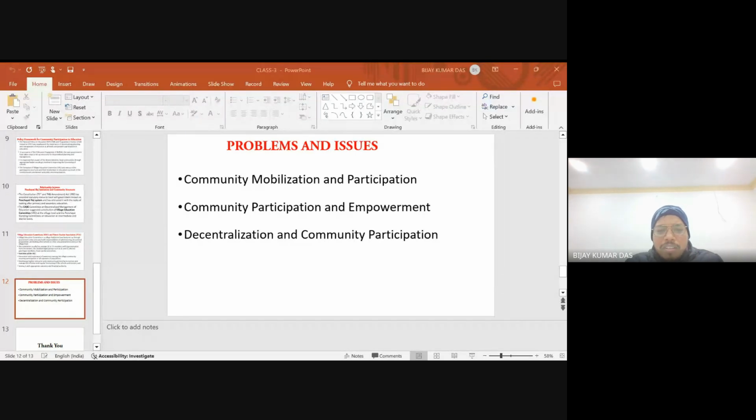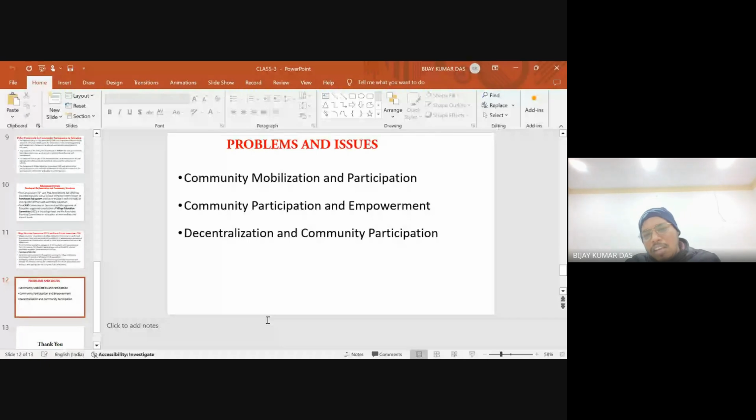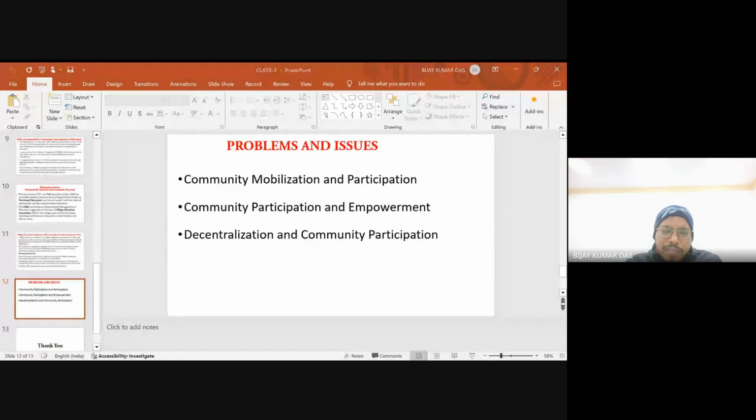Okay. So there are certain issues we can talk about, and the first is community mobilization and participation. Due to the lack of community mobilization and participation, people's awareness, parents, if the parents will not be aware, if the community members will not be aware, so who will take care of the society? Who will be responsible for the community?